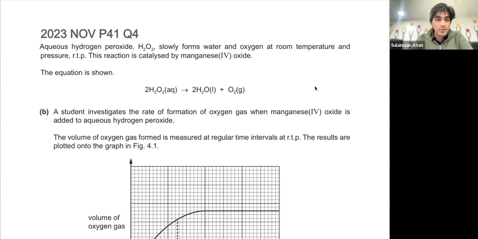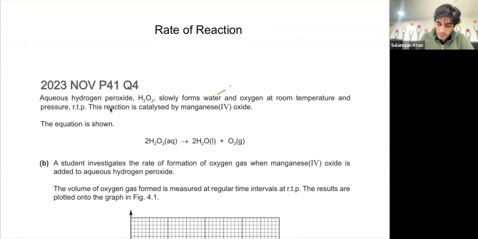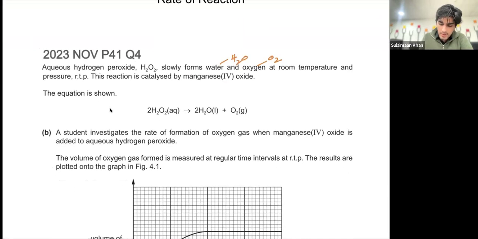So question number one says, aqueous hydrogen peroxide slowly forms water and oxygen at room temperature and pressure. It forms H2O and it forms O2 at room temperature and pressure. The reaction is catalyzed by magnesium oxide. What does a catalyst do to the rate of reaction?